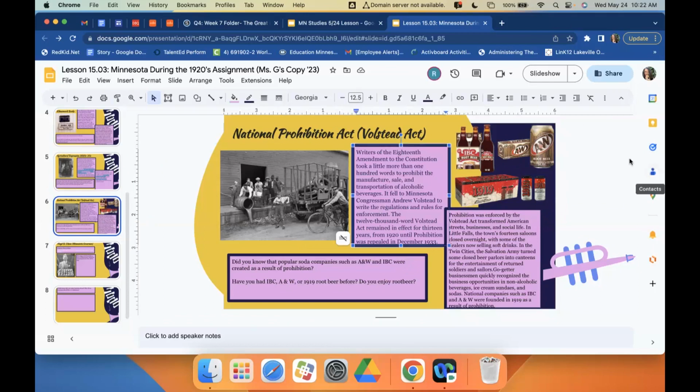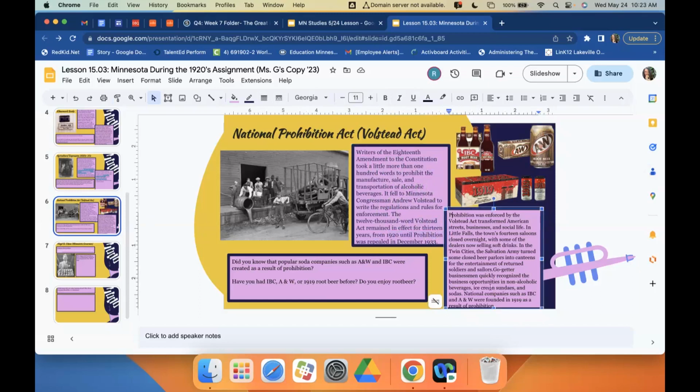Okay, thank you. So I will read the first one here, and then I'll take a volunteer for the second one. Writers of the 18th Amendment to the Constitution took a little more than 100 words to prohibit the manufacture, sale, and transportation of alcoholic beverages. It fell to Minnesota Congressman Andrew Volstead to write the regulations and rules for the enforcement. The 12,000 word Volstead Act remained in effect for the 13 years from 1920 until Prohibition was repealed in 1933.